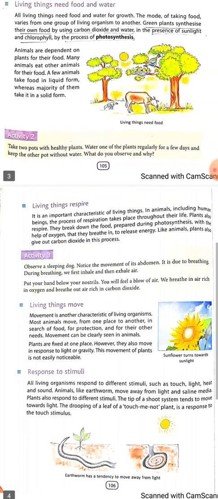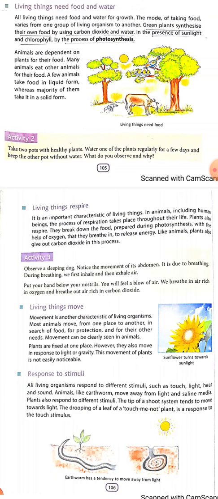Next living characteristic is that living things move, meaning living things can move from one place to another place. That is a characteristic of living things. Movement is another characteristic of living organisms. Most animals move from one place to another in search of food, for protection, and for their other needs. Movement can be clearly seen in animals.